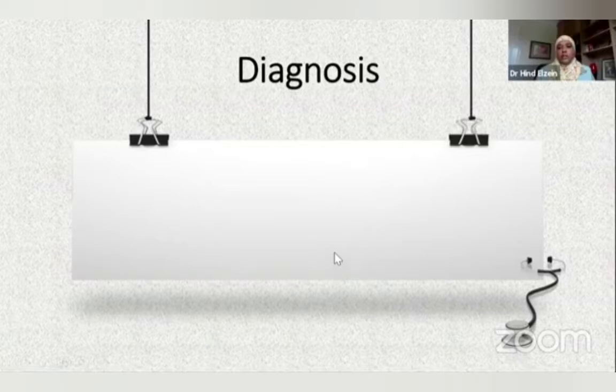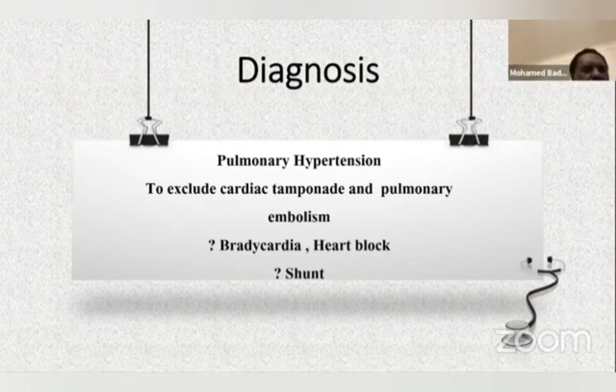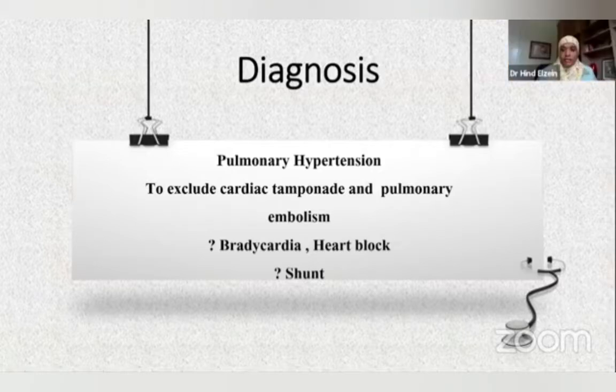Okay, so basically, as you mentioned, obviously from the background of this patient and the symptoms, the signs, and her presentation, there is an underlying pulmonary hypertension. But obviously, we need to exclude other emergencies like cardiac tamponade and pulmonary embolism. And also because of our ECG and the syncopal attacks, we would like to rule out the possibility of heart blocks and also the possibility of a shunt given that degree of pulmonary hypertension.